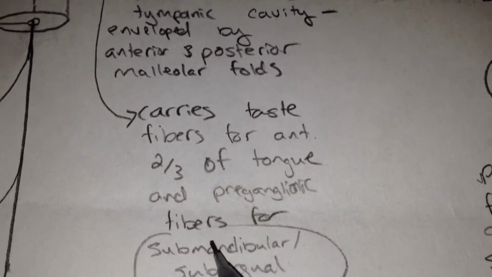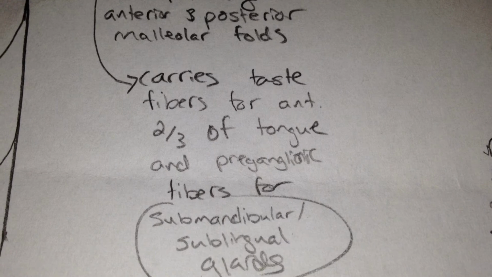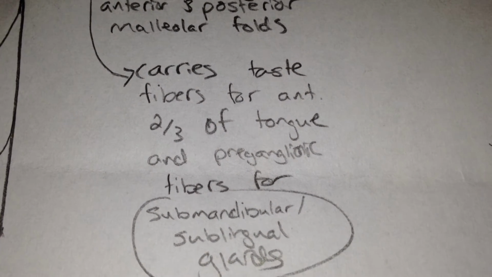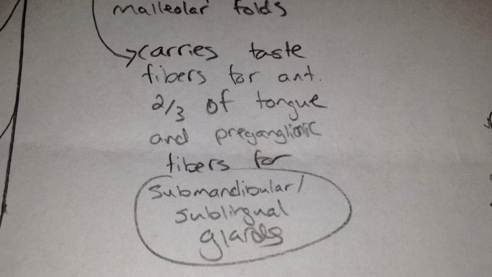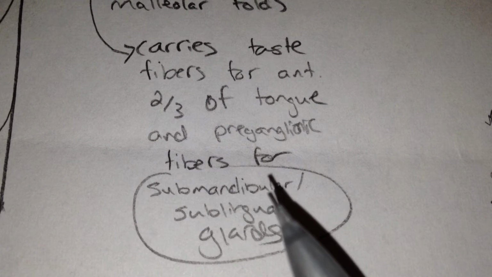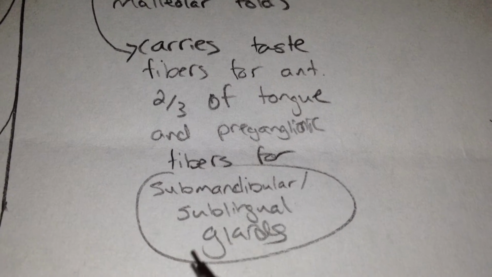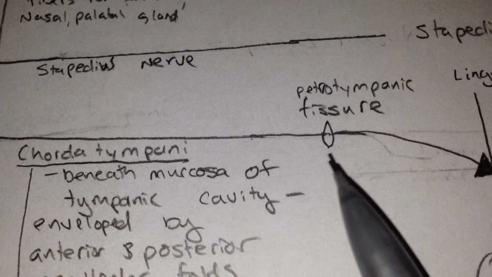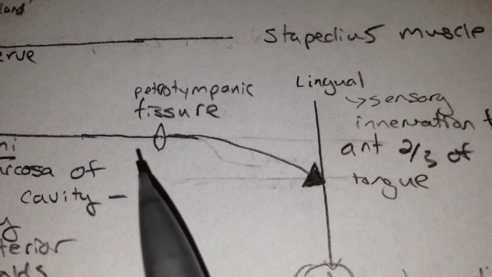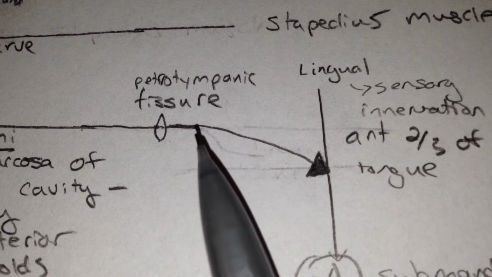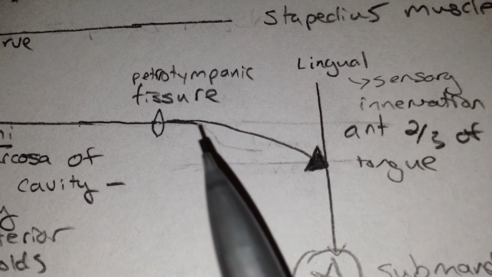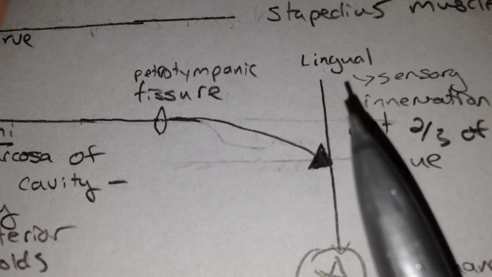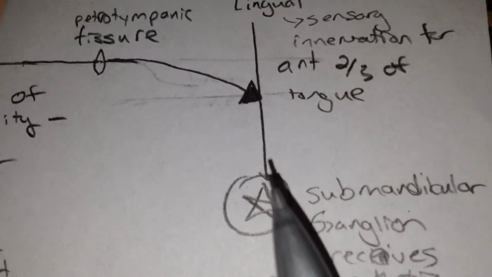Now, the chorda tympani is important because it carries taste fibers for the anterior 2/3 of the tongue, and also it's going to carry the preganglionic parasympathetic fibers for the submandibular and sublingual glands. How it's going to do that is first it's going to go through the petrotympanic fissure, and then it's going to leave that part and join with the lingual. As you see, the lingual is going down to the submandibular ganglion.